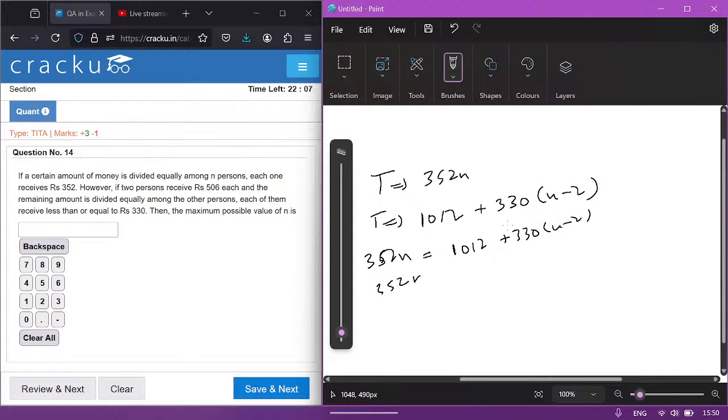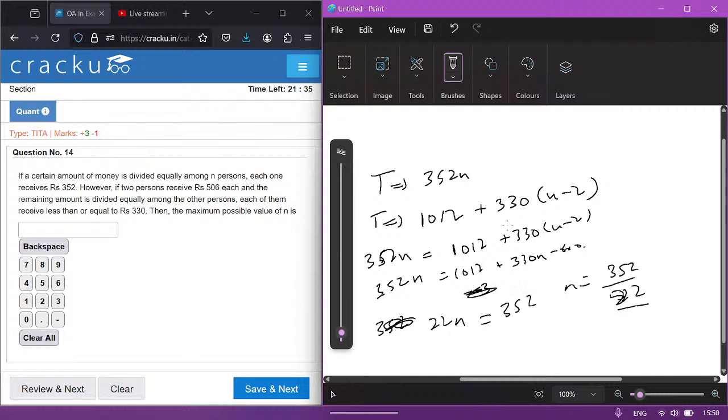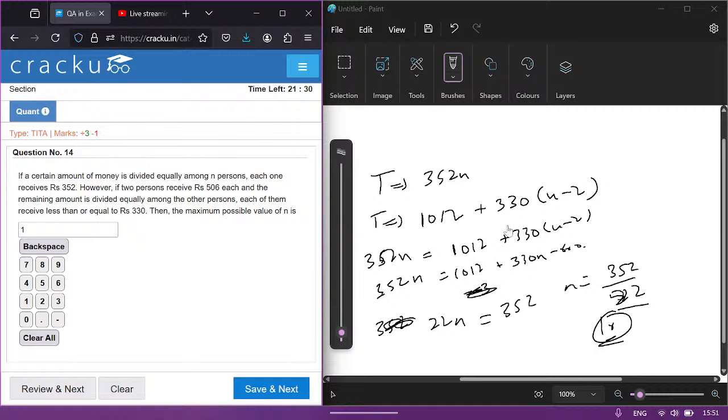This is 352n is equal to 1012 plus 330n minus 660. 352n minus 330n, and 1012 minus 660 is how much? I'm not risking it. I'll use the calculator. So this is basically 22n is equal to 1012 minus 660. 1012 minus 660 is 352. So n is basically 352 by 22. If this is an integer, we have got our answer. Otherwise, we'll have to do some extra steps. So yes, this is 16. So we have got our answer 16.